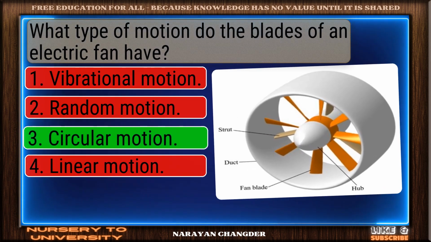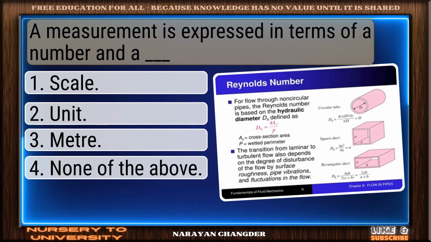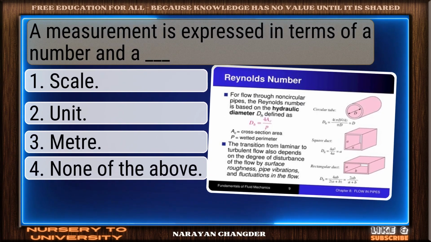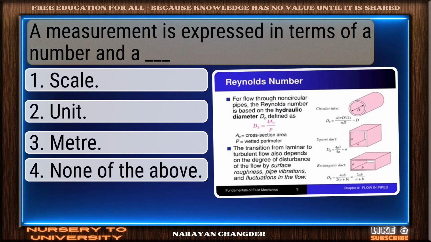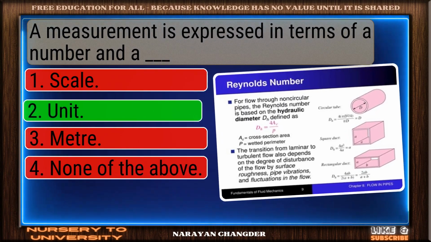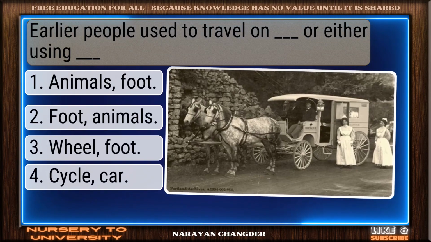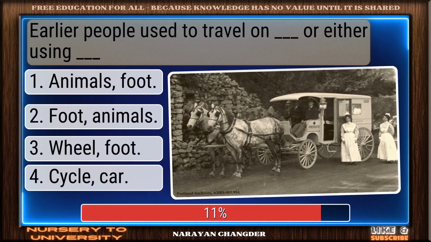Perfect. Circular motion is the correct choice. A measurement is expressed in terms of a number and a dash. Solid response. Unit is a valid choice. Earlier people used to travel on dash or either using dash.